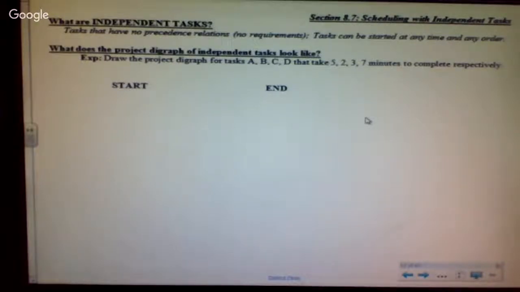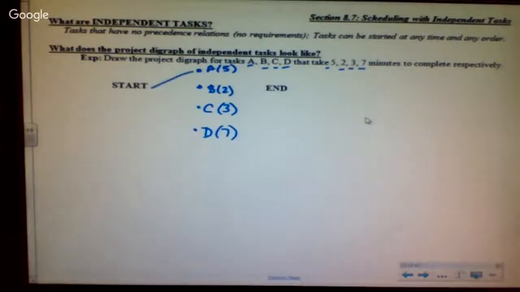So what does the project diagram look like if we have independent tasks? They're telling us we have tasks A, B, C, D. Task A takes 5 minutes, B takes 2, C takes 3, and D takes 7. So if they're independent, they all come from the start. Task A takes 5 minutes, task B takes 2 minutes, task C takes 3 minutes, and task D takes 7 minutes. All of these can be started at any time we want because they have no prerequisites.